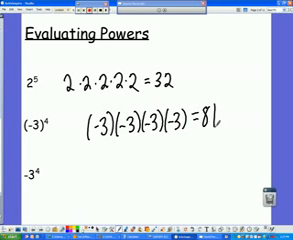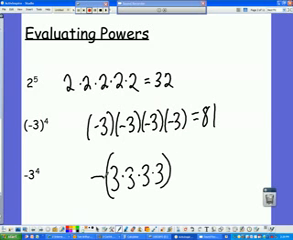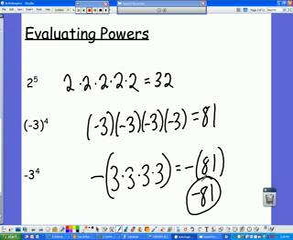When the negative is not enclosed in the parentheses, the base is the 3. So you take 3 times 3 times 3 times 3, 3 times itself 4 times. And then you take the opposite of that. So 3 times 3 times 3 times 3 gives you 81, but the opposite of 81 is negative 81. So it is possible, with an even power, to get a negative number if the negative is not enclosed within the parentheses.